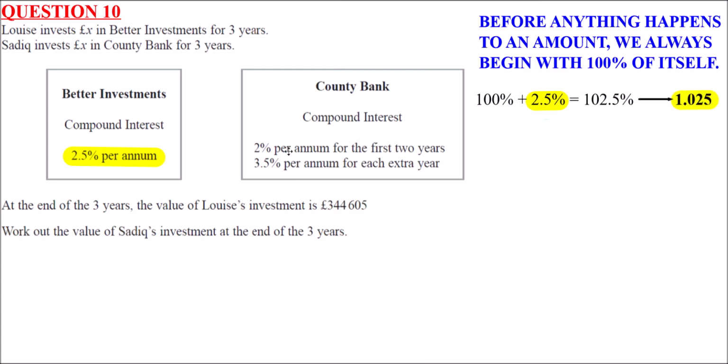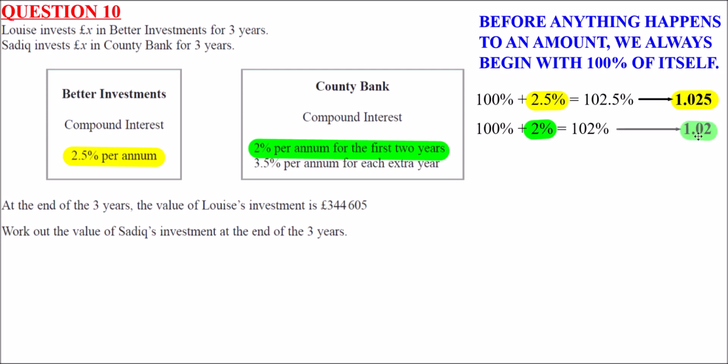For County Bank, there are going to be two different decimal multipliers because there are two different rates depending on which year we're in. So 2% per annum for the first 2 years: 100% plus 2% is 102%, and as a decimal that is 1.02. For the years after that, 3.5% added on is the same as 103.5% of its original self before that was added on, and 103.5% as a decimal is 1.035.